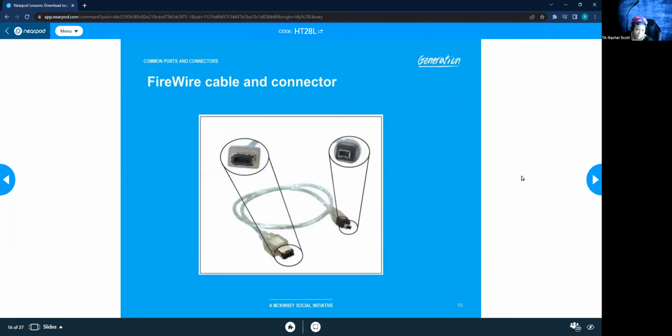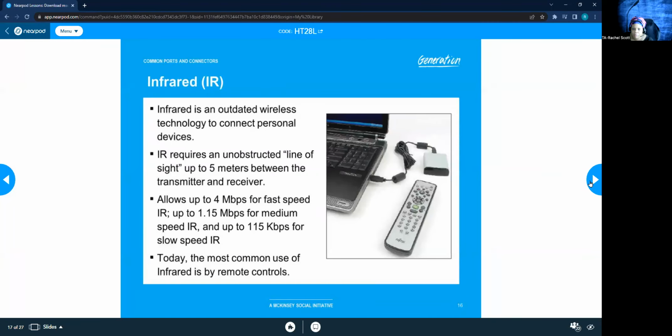And this is just showing you FireWire cable and connectors, so you're familiar with what they look like. And now we're going to move on to infrared.